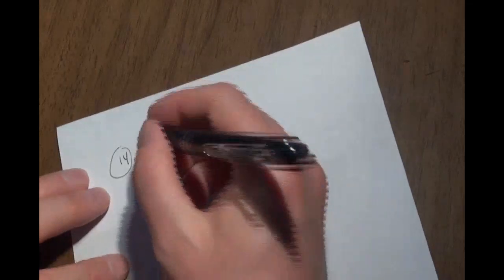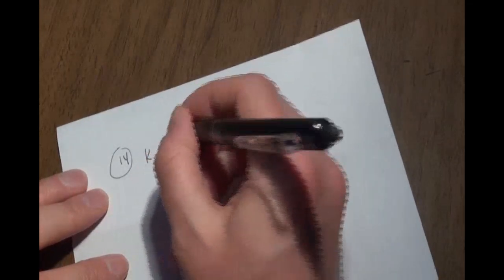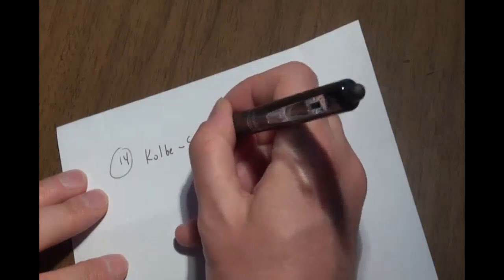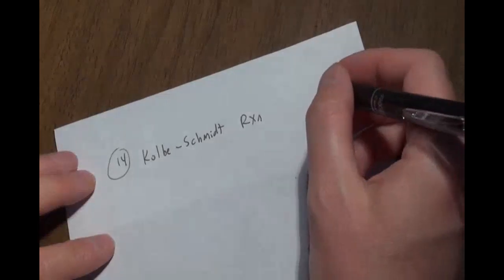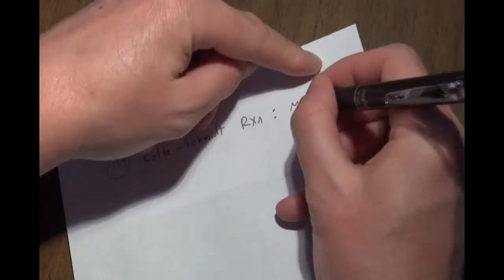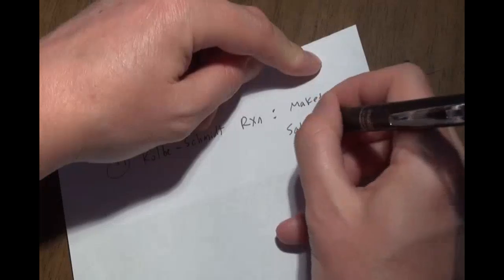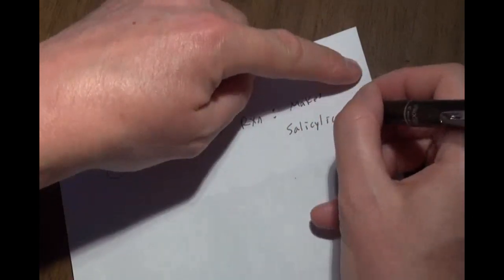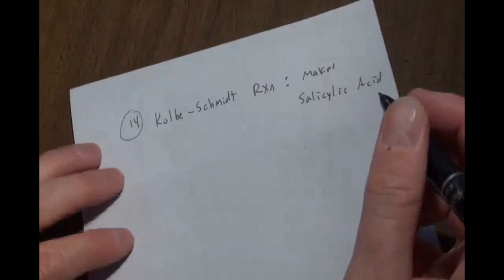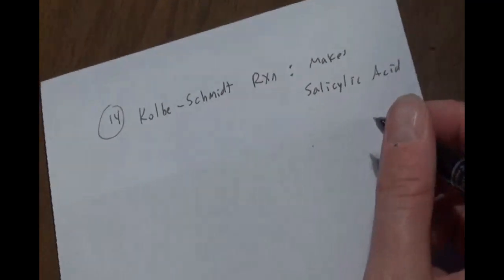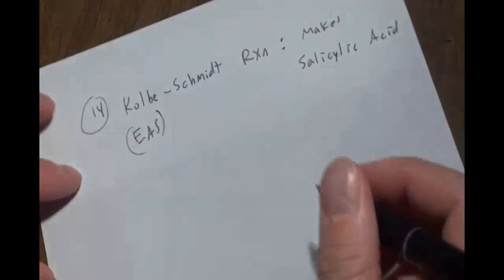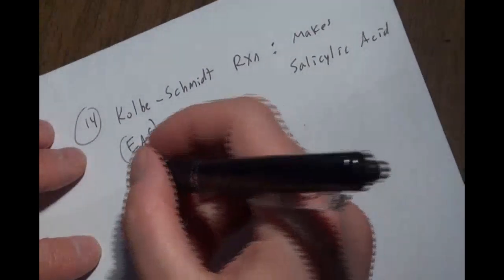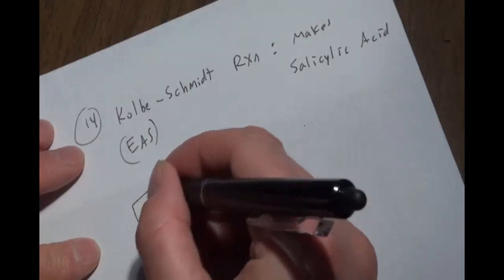All right, so we have two quick reactions now. The Kolbe-Schmidt reaction. This makes salicylic acid, which is the precursor to aspirin. It's a pretty easy reaction, so it's not that crazy. This is an EAS reaction, a common EAS reaction of phenols. So let's just show it real quick. It's not that traumatic.